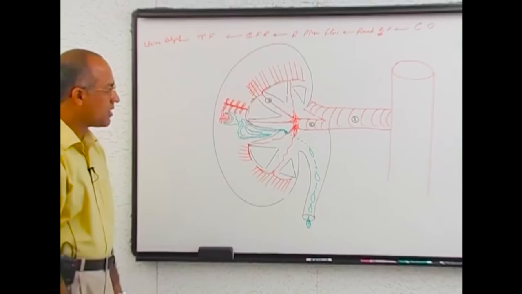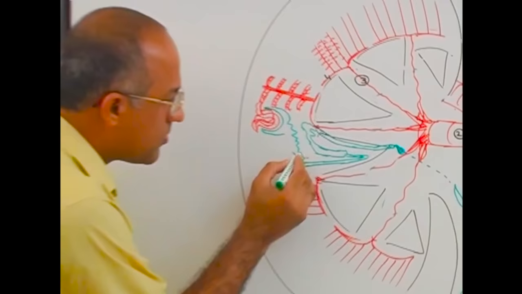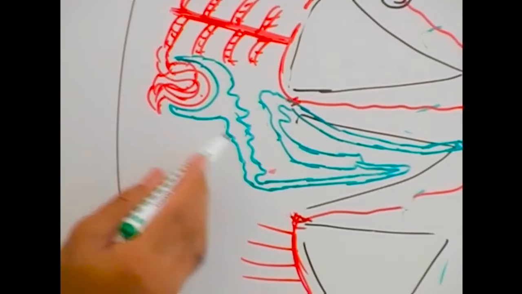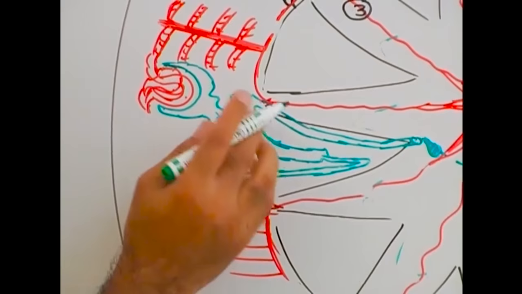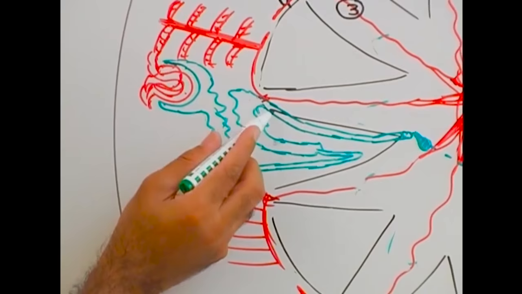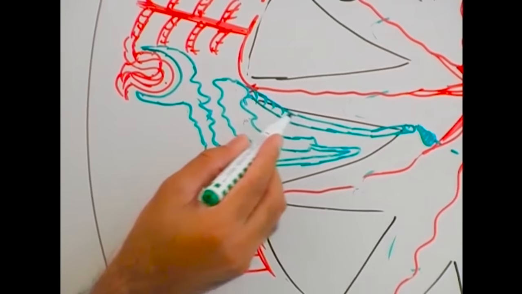Is it clear? Now what we have seen here is the proximal convoluted tubule, Bowman capsule, proximal convoluted tubule, loop of Henle, what was this? Distal convoluted tubule, and the distal convoluted tubule eventually converts into the cortical collecting tubule, this is the collecting tubule, and then eventually this is going to the medulla. Is that right?